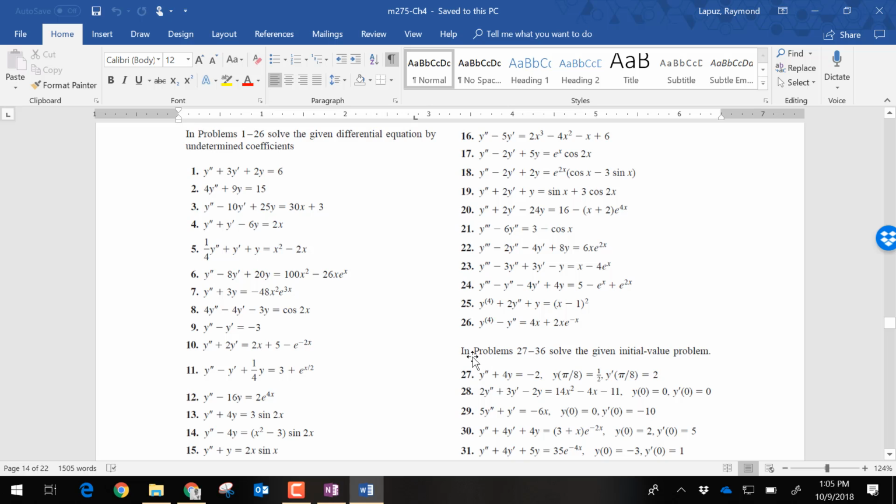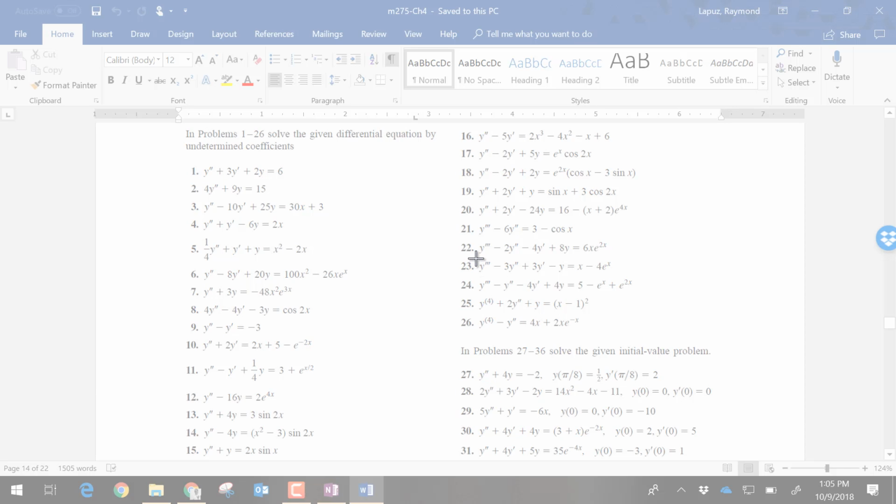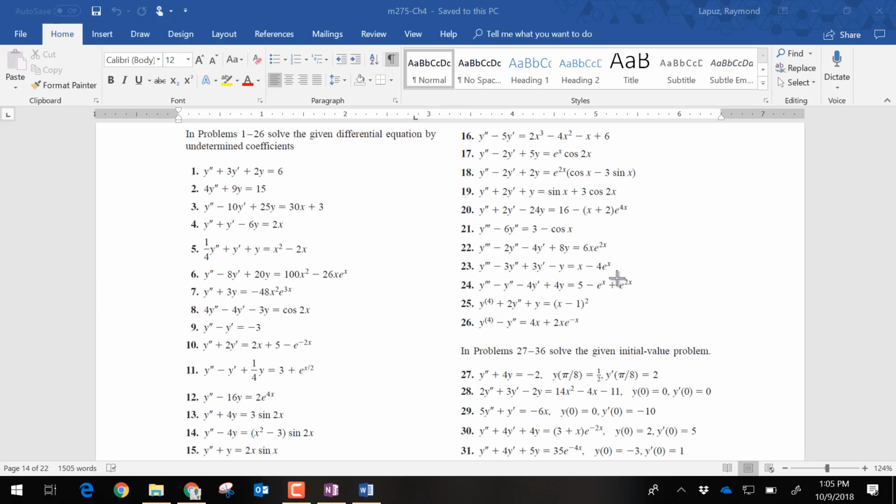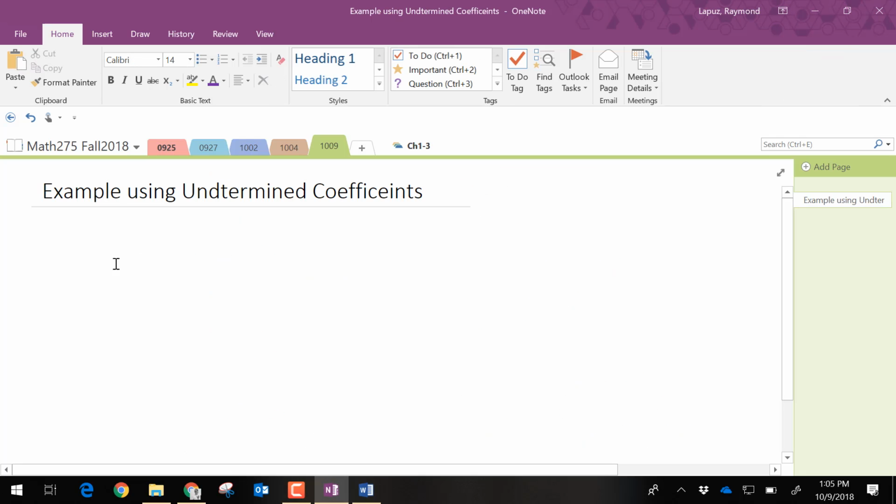21 through 26. Which ones do you guys want to do? Interested in? 23? So we got a third order differential equation, and then we have a right-hand side that has an x and a 4e to the x.